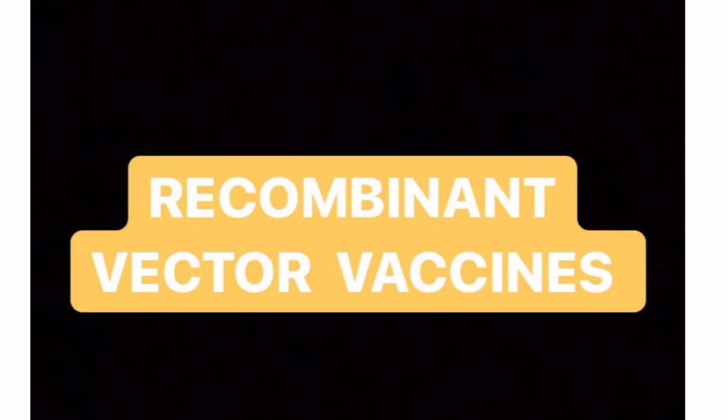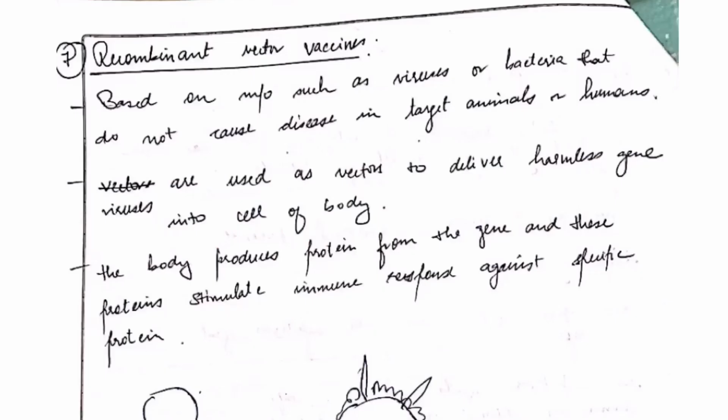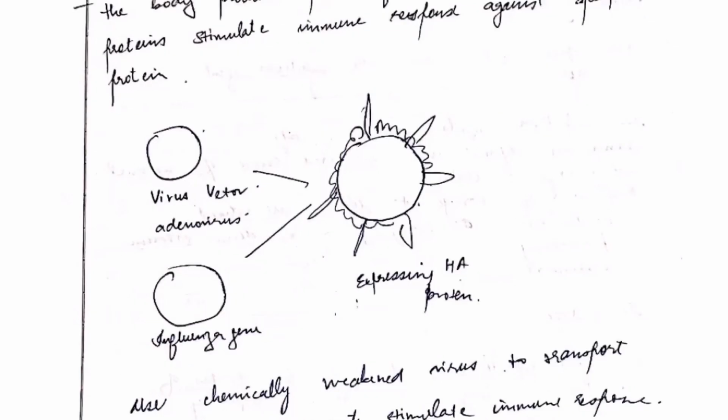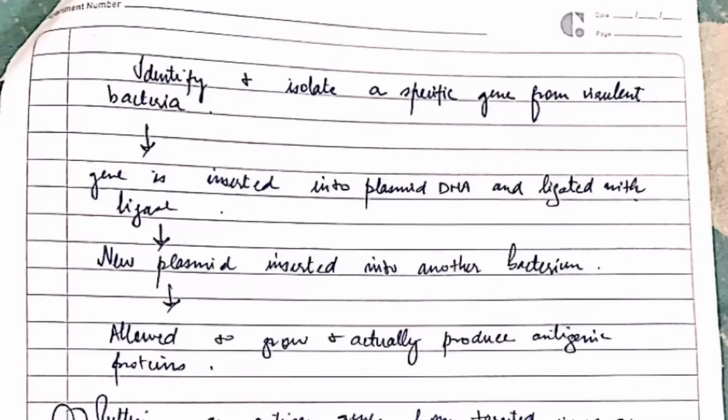Now the next type of recombinant vaccine is recombinant vector vaccine. Recombinant vector vaccines are basically similar to DNA vaccines, but they use an attenuated virus or bacteria to introduce microbial DNA to cells of the body. And here vector refers to the virus used as the carrier. This is the diagram which shows virus vector, that is adenovirus, and influenza gene is being expressed. Again with a flow chart, I'm explaining the process. As you can see, I'm using again and again flow charts for explaining my answers. So do keep in mind to use flow charts as many as possible.